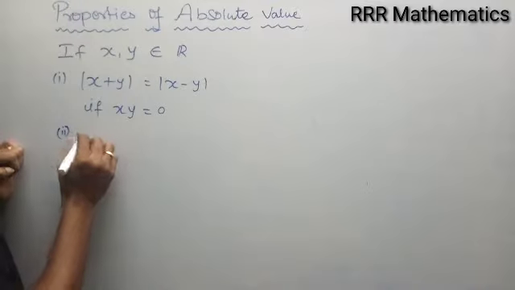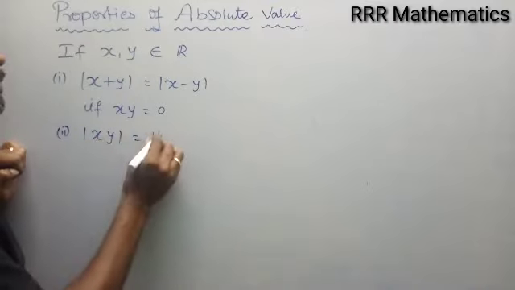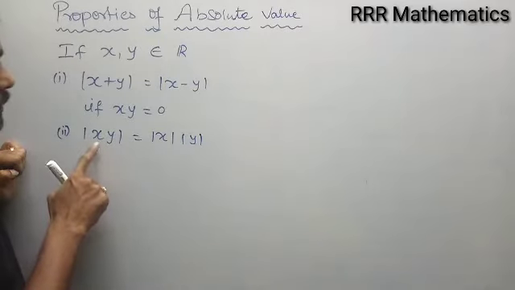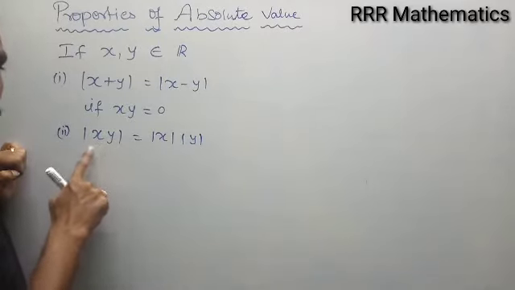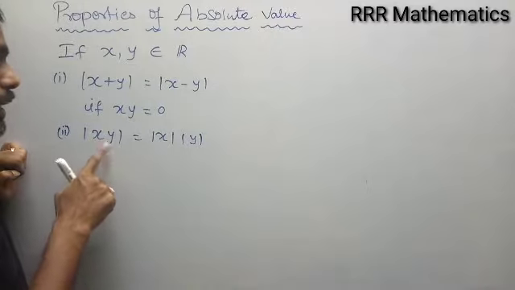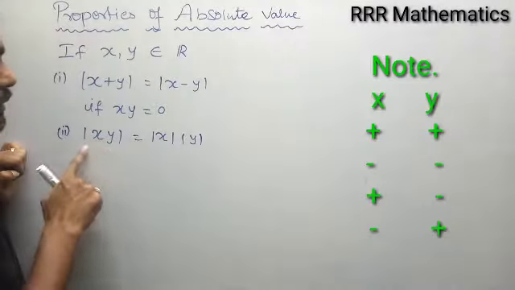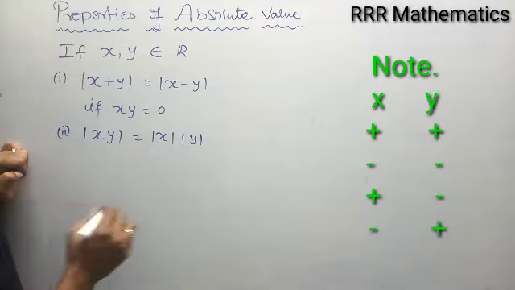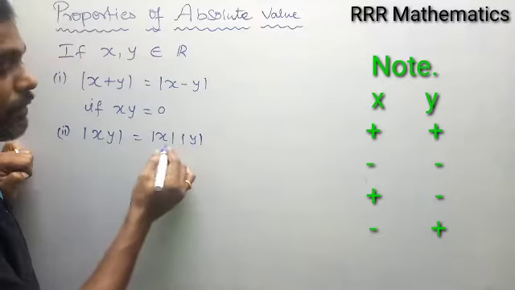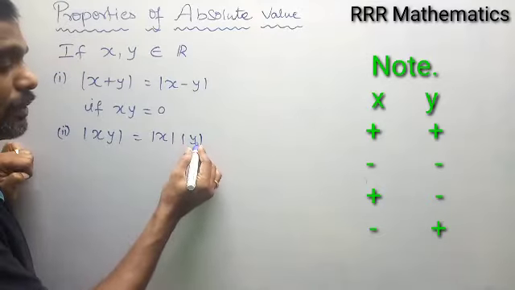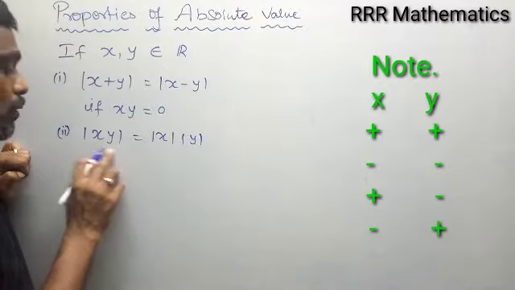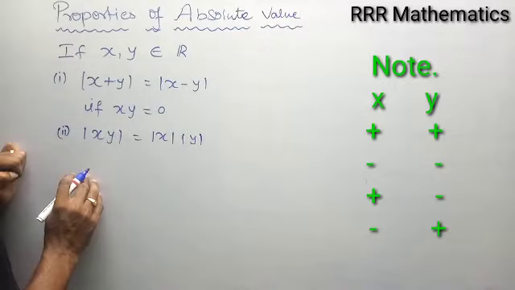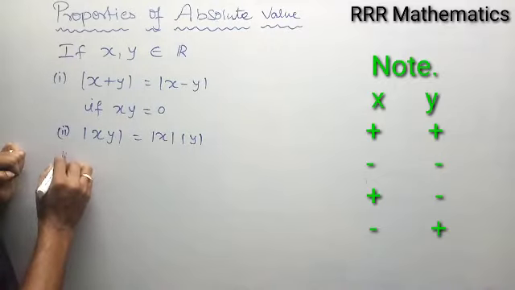Second point, mod x into y equals mod x into mod y. If x and y both are positive, the product is positive. Both are negative, the product is positive. If x positive, y negative, or x negative, y positive, anyway, the result is that when you take modulus, it will be positive. Either x and y positive or negative, when you take modulus, it will be positive. So positive into positive, positive, and the whole modulus will be positive. So I can write modulus of xy equals mod x into mod y.